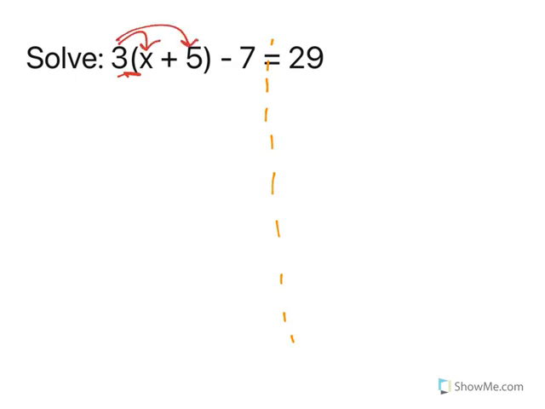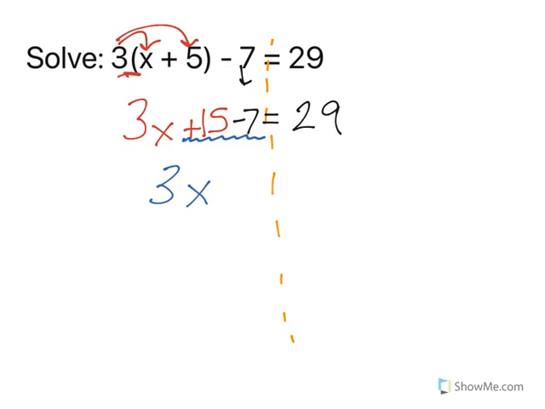So I have 3 times x, which is 3x, 3 times a positive 5, which is positive 15. Then I still have everything else, right? So the negative 7 comes down, and that equals 29. Now, again, I'm going to continue to focus on the left side because I see that I have a positive 15 minus 7. Well, I know that 15 minus 7 is 8. So I'm just simplifying at this point.